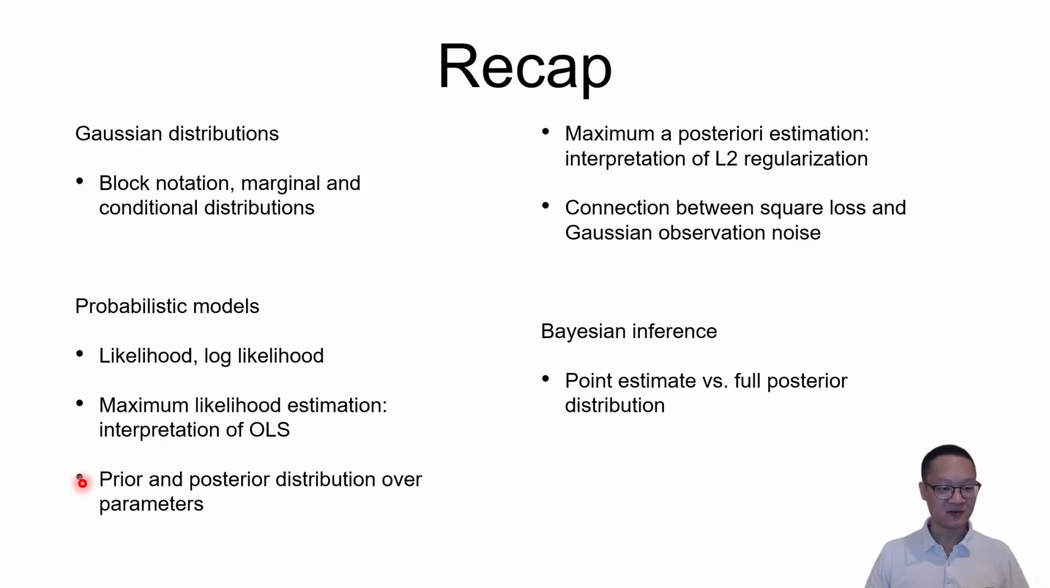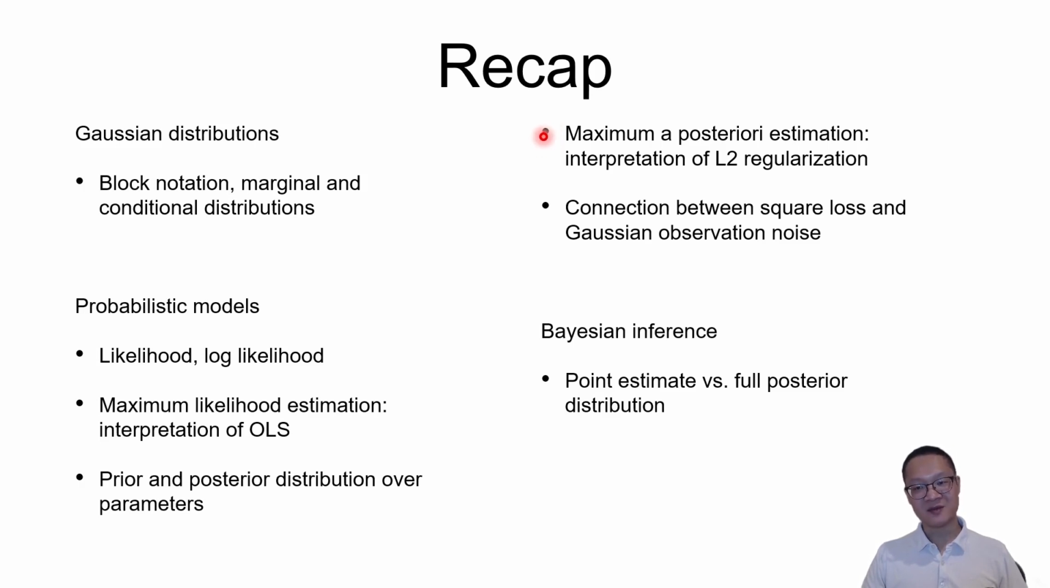So given the prior, we used the Bayes rule to obtain the posterior distribution over the parameters. And based on that, by maximizing the posterior estimation, we were doing maximum a posteriori estimation. So the result of doing this is actually the same as minimizing the loss function in ridge regression. So that's basically ordinary least squares plus L2 regularization. In general, we also briefly discussed the connection between square loss and the Gaussian observation noise.